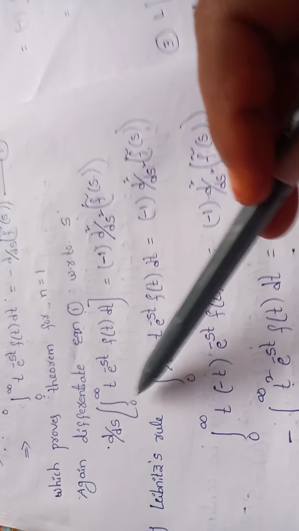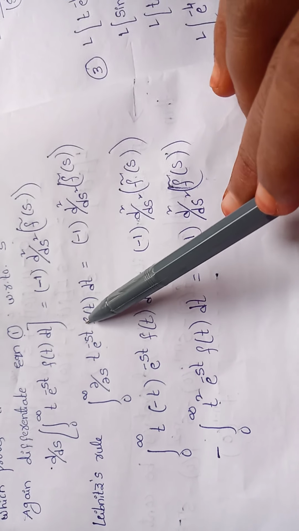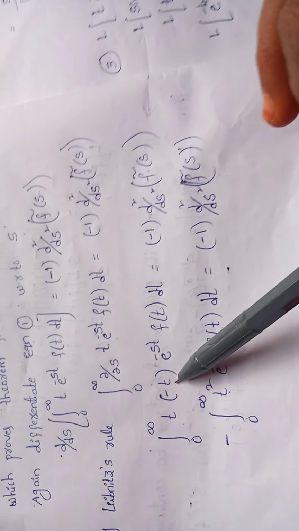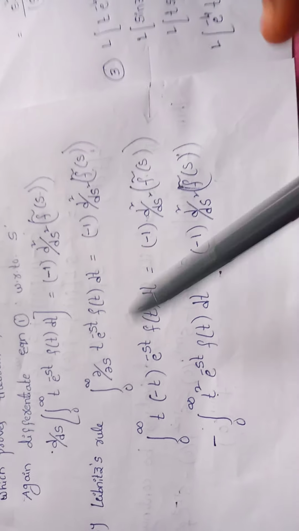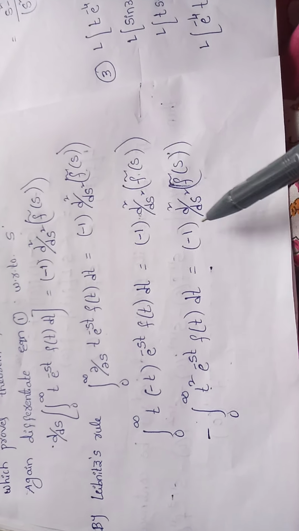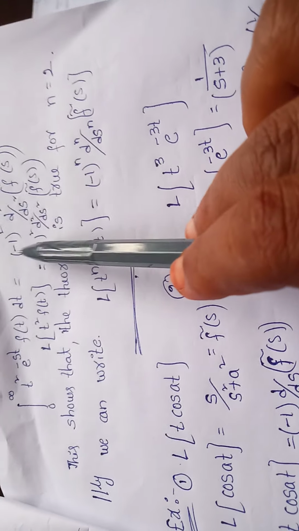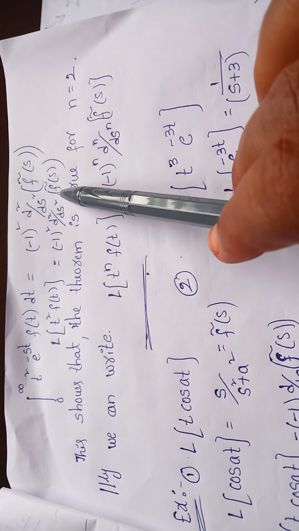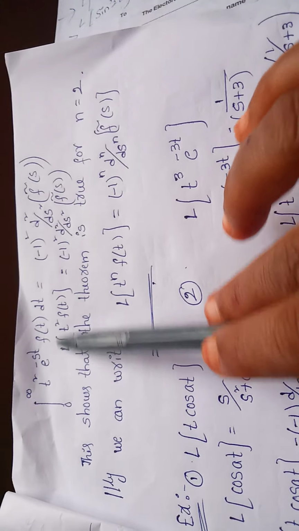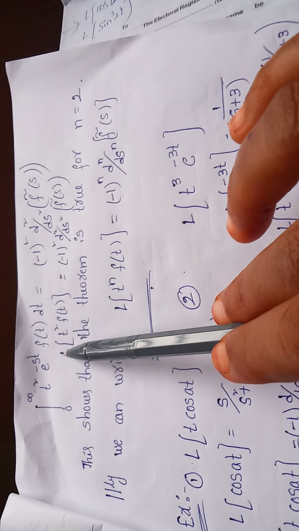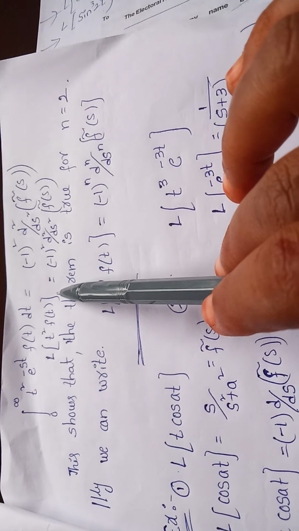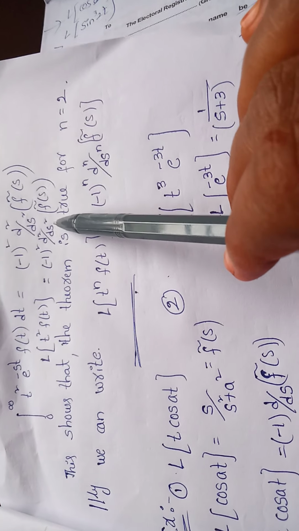Again apply the Leibniz rule: dou by dou s of e power minus st, with t a constant, gives minus t into e power minus st f of t dt. So t into t gives t square. Again taking the minus 1 to the right side, minus 1 whole square, the integral of t square into e power minus st f of t dt equals minus 1 whole square into d square by ds square. Here t square into e power minus st f of t is the Laplace transform of t square f of t, equal to minus 1 whole square into that term.